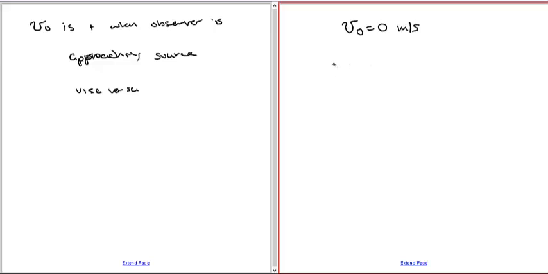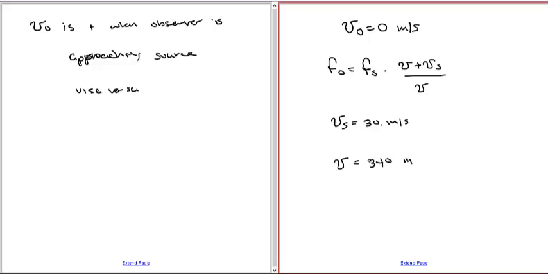And in that case, the equation reduces down to the frequency of the observer. Here's the frequency of the source times the speed of sound plus the speed of the source divided by the speed of sound. So let's say the velocity of the source is 30 meters per second. Let's say the speed of sound, I'm just going to give it to you, 340 meters per second. And let's say the frequency of the source is 200 hertz.